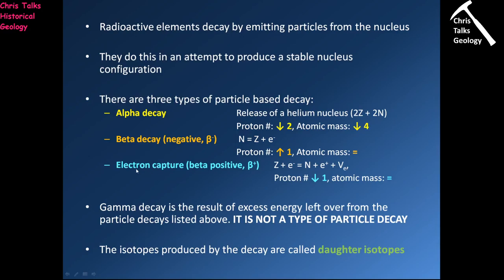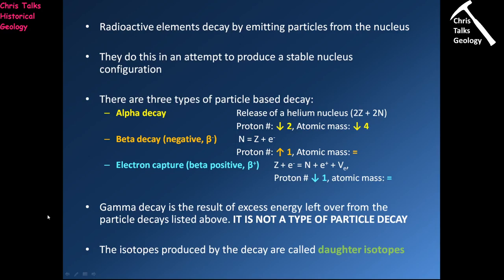The final type of radioactive decay is electron capture. In electron capture, we have a proton and it gets hit by an electron. So we have positive plus negative equals neutral. So we form a neutron. As part of this process of taking a proton and turning it into a neutron, we end up kicking out this, which is a positron, which is essentially the exact opposite of an electron. Once again, though, the positron has mass. And so the positron getting kicked out is also a type of particle decay. So electron capture will cause the proton number to decrease by 1 because we've taken a proton and turned it into a neutron. However, as with beta decay, because all we've done is turn a proton into a neutron and they weigh pretty much the same, the atomic mass doesn't change.